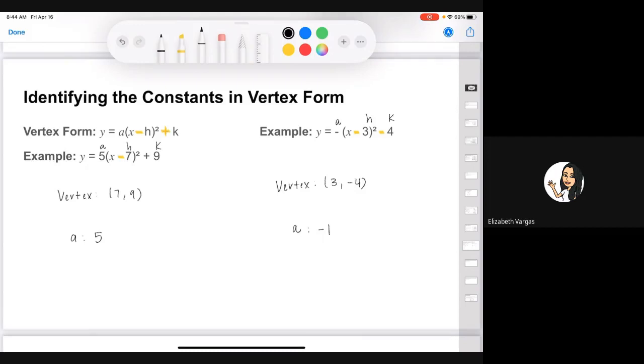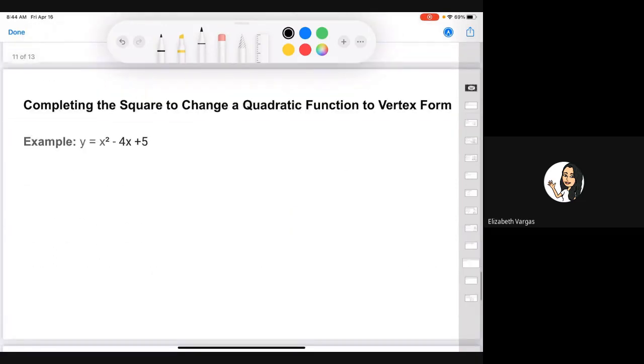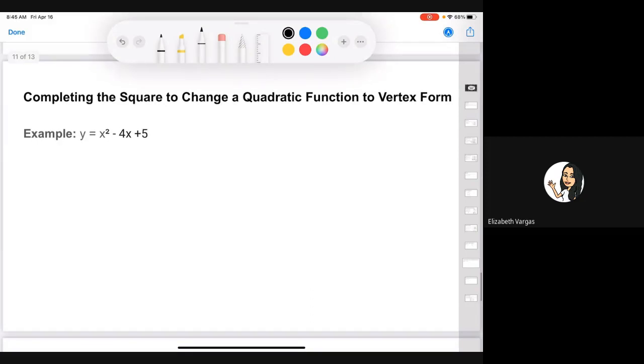Okay. Any questions on how to identify the vertex or the a in vertex form? Any questions? Okay. Okay. Give me 1 second, guys.